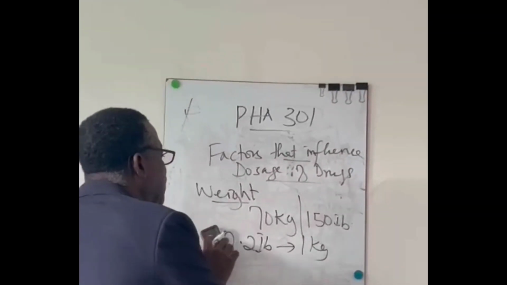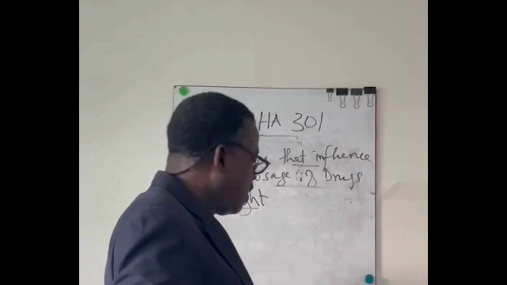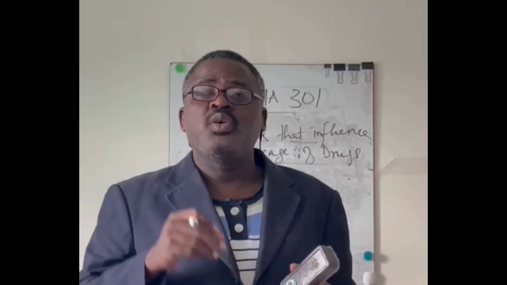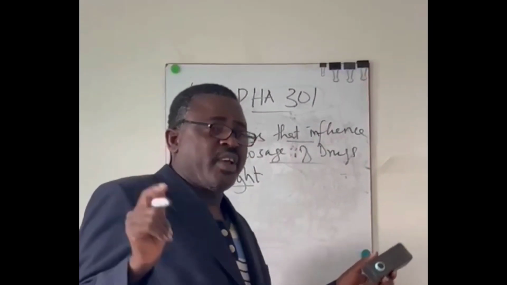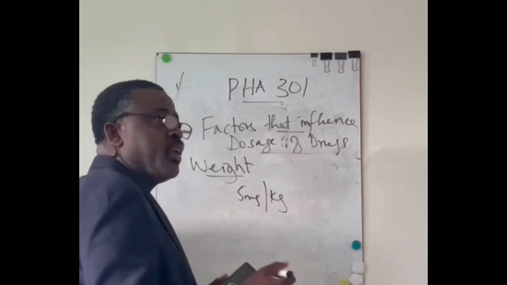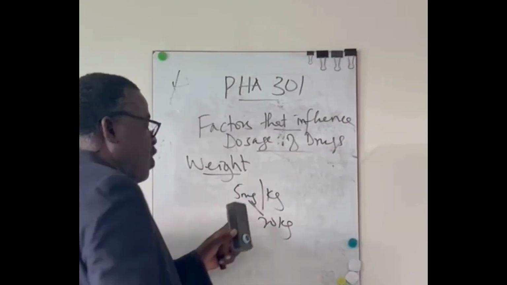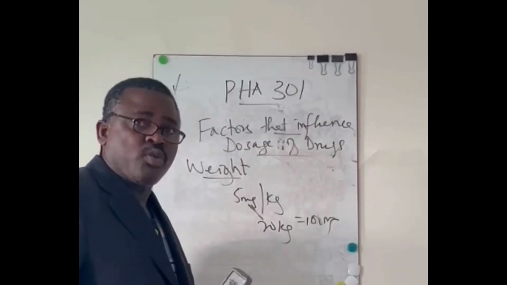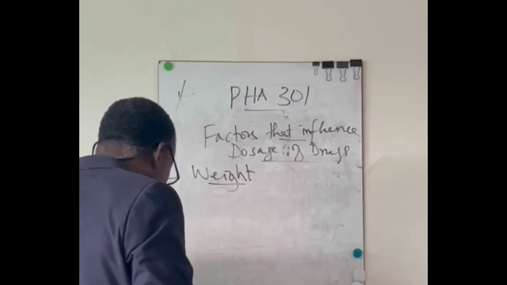So now, if you are using weight to determine what an individual will take, some drug companies are so talented that they will tell you take 5 milligrams per kg. They have helped you a lot. So if they say you take a drug 5 milligrams per kg, it means if you are taking that drug and you are 20 kg, you will take 5 times 20, you will take 100 milligrams. That is very straightforward.